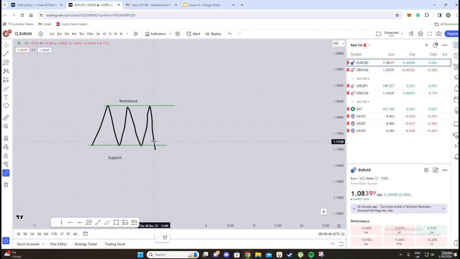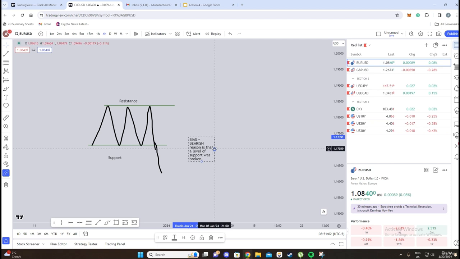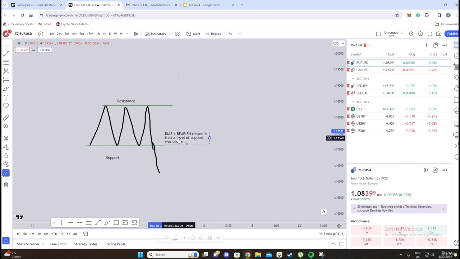And when a trader would see price break the support, what they're thinking in their head is bias is now bearish. And the reason is that the level of support was broken. That's what the resistance and support ideology basically is. And as you guys know, it's not what's happening. That's just what the market is making seem happen, but that's not what's really happening.